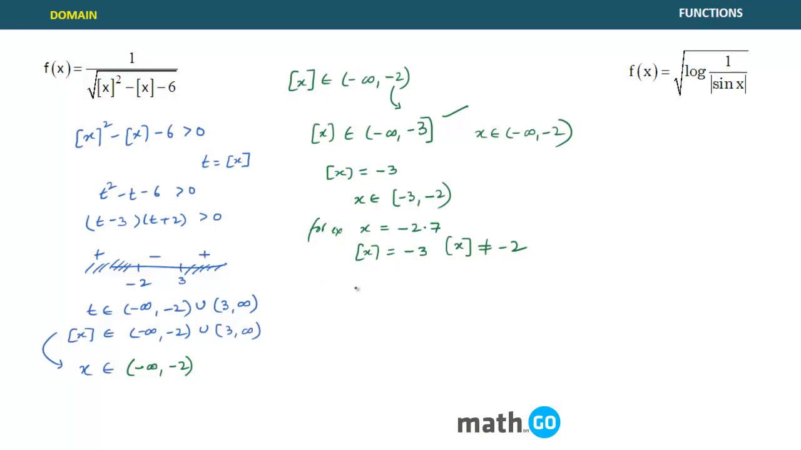Now let us take it for the positive side. It says GIF of x belongs to 3 to infinity, right?